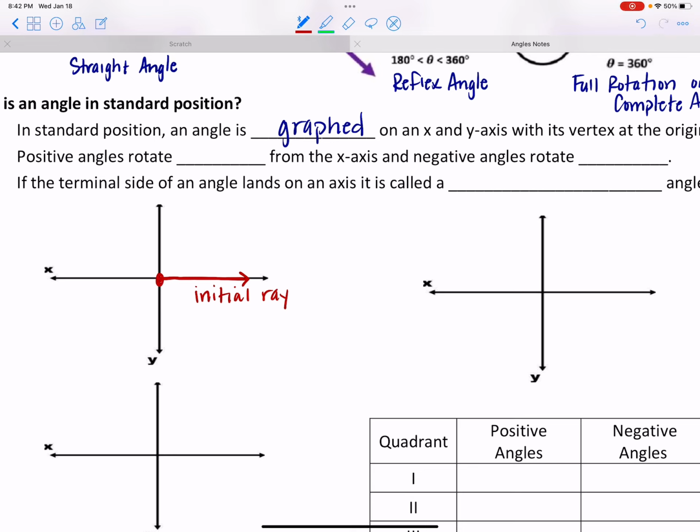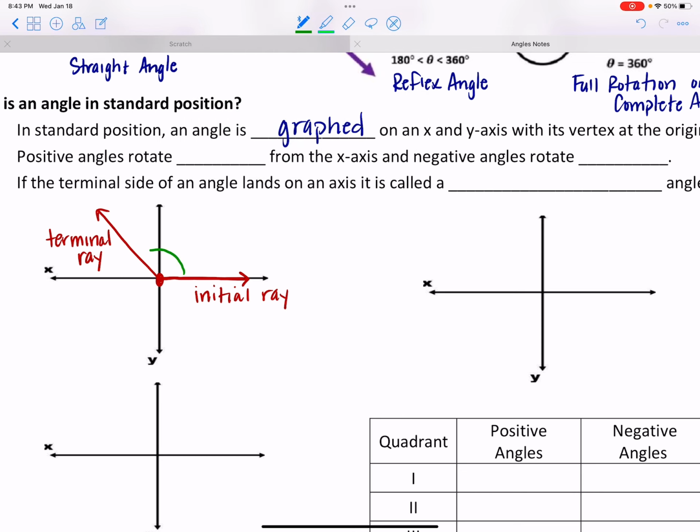So if we wanted to make an angle here, this second ray to form our angle, we're going to call the terminal ray, because it's the final resting place of that rotation. So this is the terminal ray. And so that terminal ray can rotate any number of degrees up, or technically it can rotate any number of degrees down.